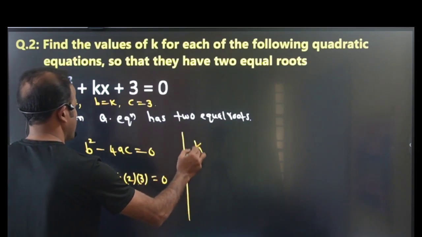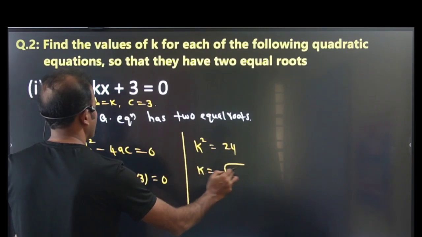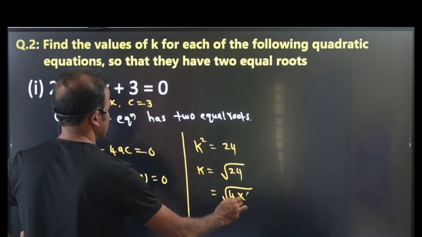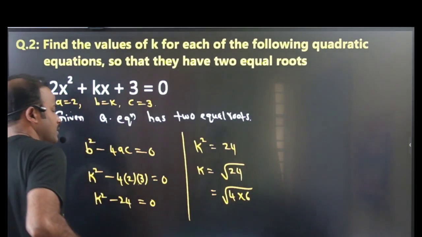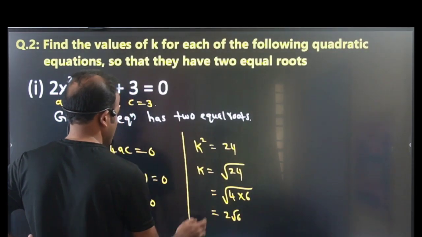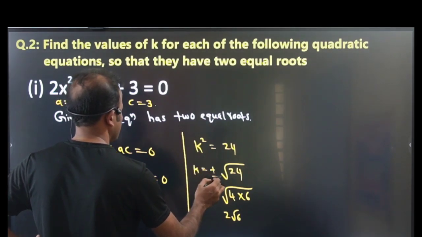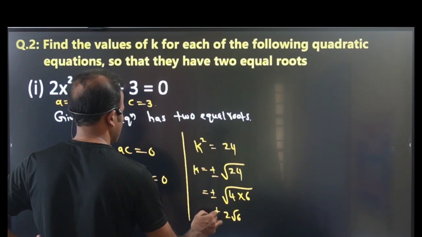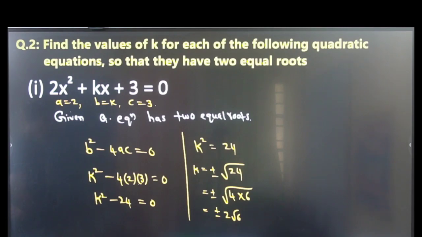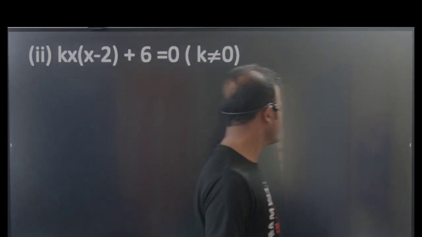Then k square equal to 24 and k equal to root over 24, and root 24 can I write as 4 into 6? Yes or no? Okay, 4 sixes are 24. This 4 will come outside as 2 root 6, and you write plus or minus, right? Whenever you take the root, you have to put plus or minus here. Plus or minus 2 root 6. This is the value of k. Is it clear for everyone? Okay. Then move on to the next one.